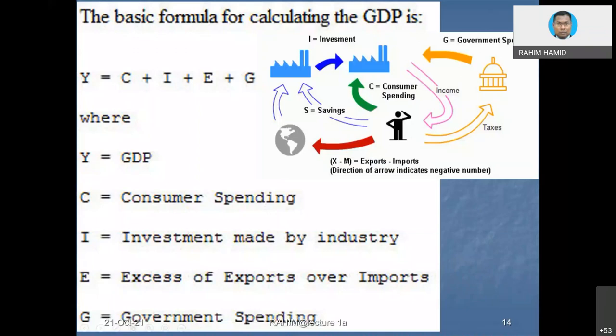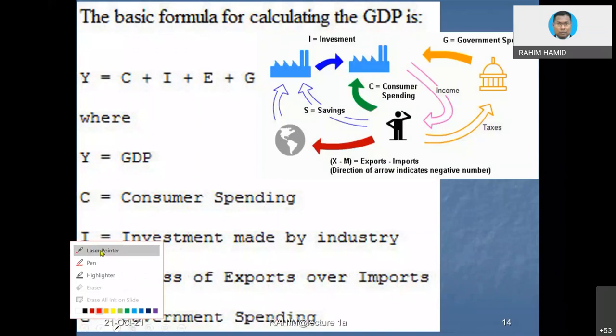Okay, GDP. Where is that thing? Well, I cannot write down this thing. GDP. Okay, never mind. Okay, GDP.